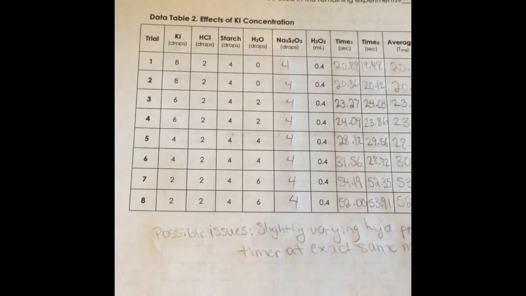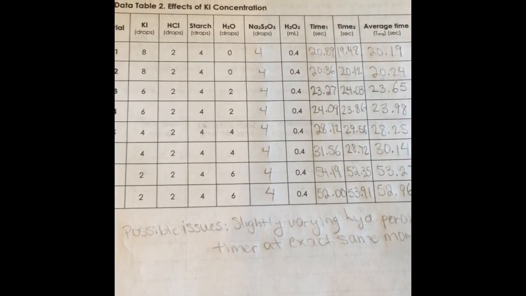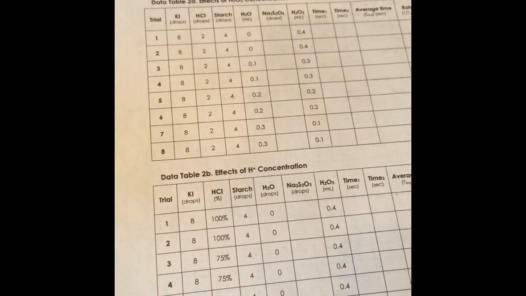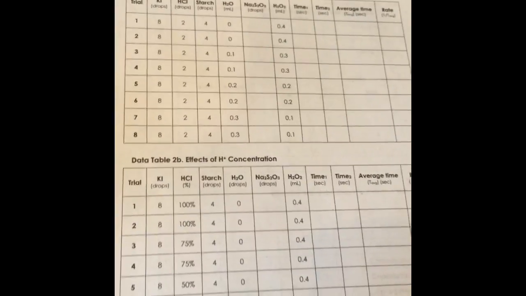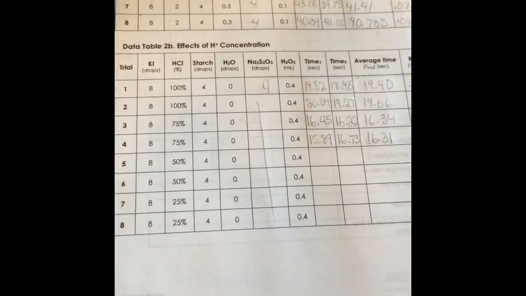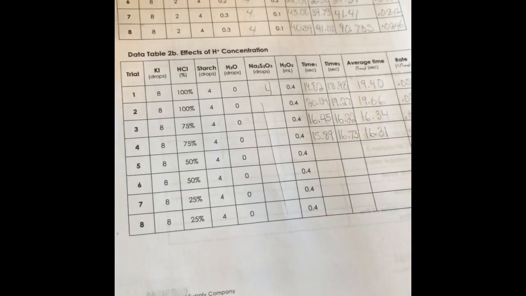I have collected my data for the effects of potassium iodide concentration, and I'm now moving on to the effects of hydrogen peroxide concentration on the reaction rate. I am about halfway through testing the effects of hydrogen peroxide concentration on the rate of reaction.